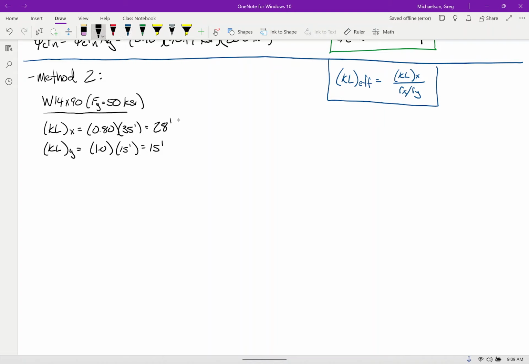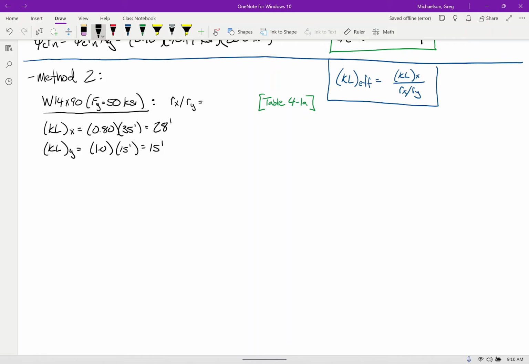Can anybody tell me what that is for a W14 by 90? Where do we find that? We find it in table 4.1, okay? So we're going to go to table 4.1a. You're not going to find it in table 1 because in table 1, you're just going to find the individual quantities. So again, today is table 4.1a land. Trust me, you're going to want to have it open.